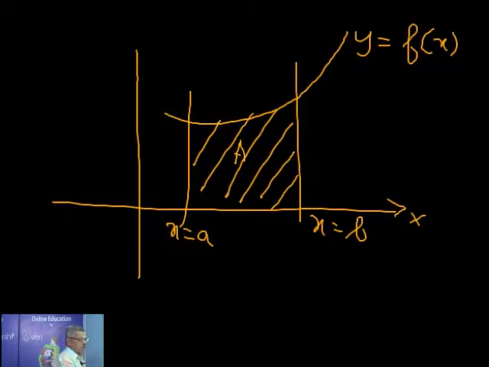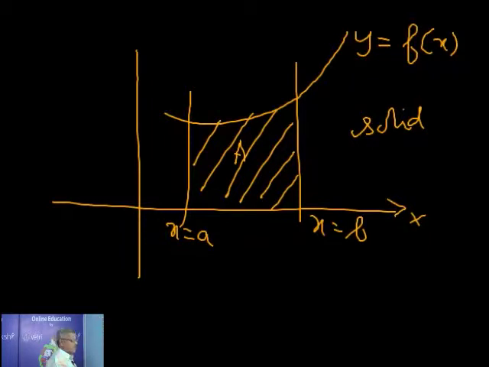When this area is rotated about x-axis, we can imagine one solid. By imagining that solid, we can find a volume of that solid of revolution. Now that we can find a volume, we can also find surface area of the solid of revolution. Volume we have obtained last class, and today we are discussing surface area of the solid of revolution.